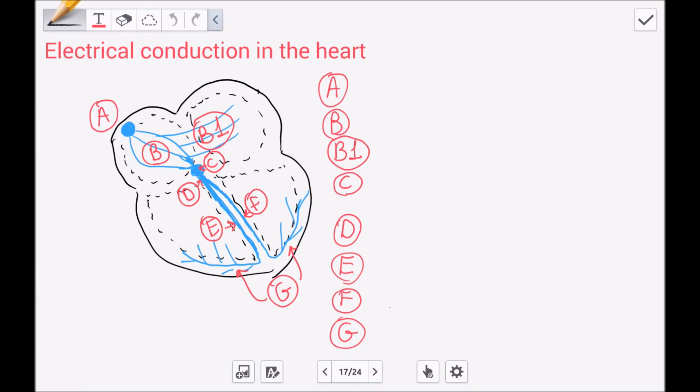Next, we're going to talk about the electrical conduction in the heart. So I just wrote this just to get it ready for the guide, because it will take a little longer to redraw everything. So A, that's where the SA node is, the sinoatrial node.